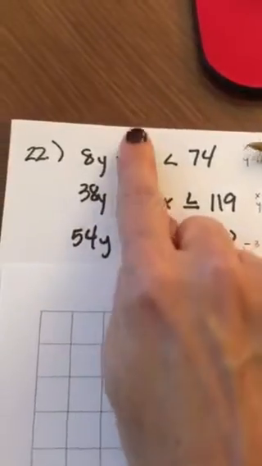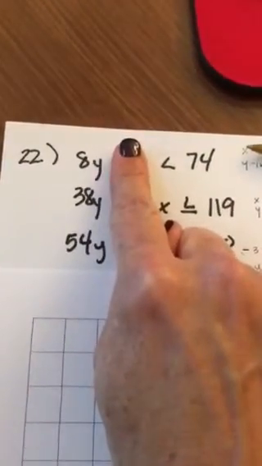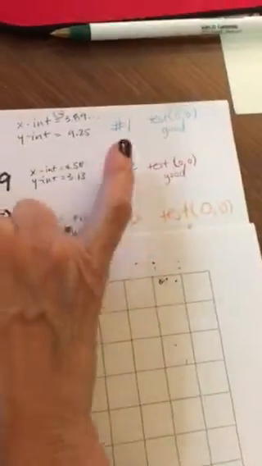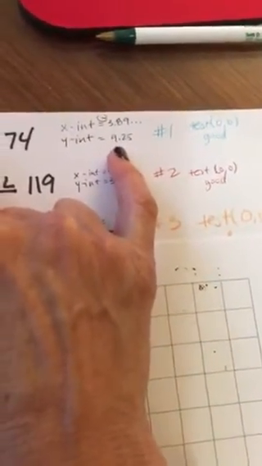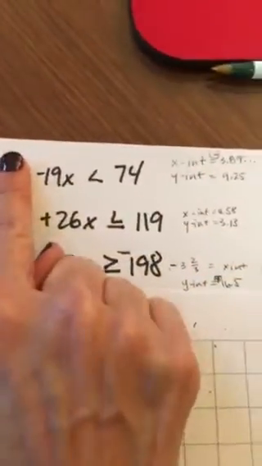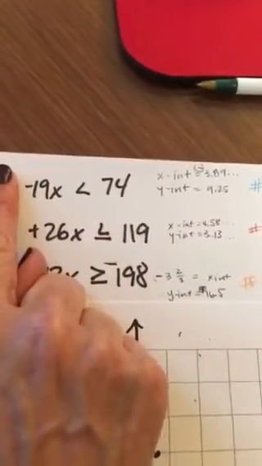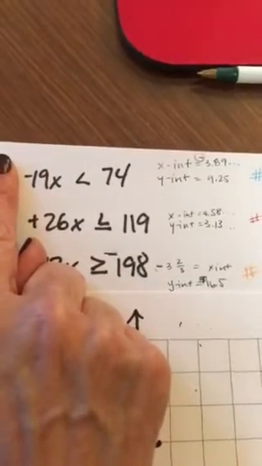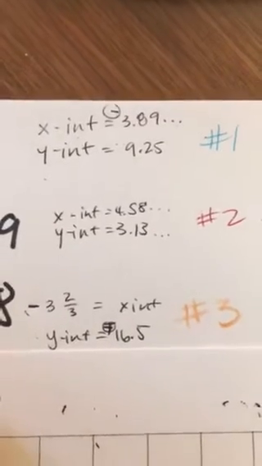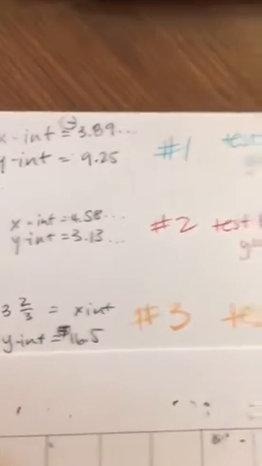If x equals 0, then you just have 8y is less than 74. Dividing by 8 gives you the y-intercept of 9.25. Then to find the x-intercept, I let the opposite one, y, be 0. Then I just have an equation with x, right? So I solve for x by dividing by negative 19, and I get the x-intercept, negative 3.89. To graph that, I know where it crosses through the x and y.